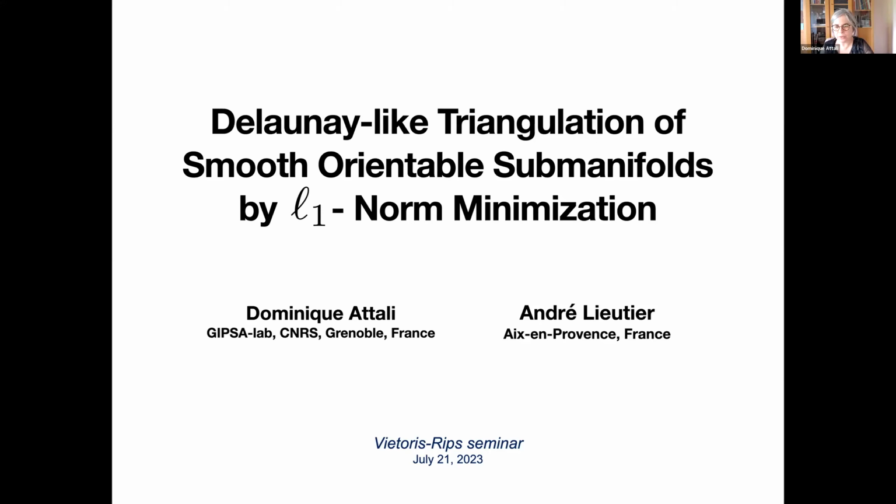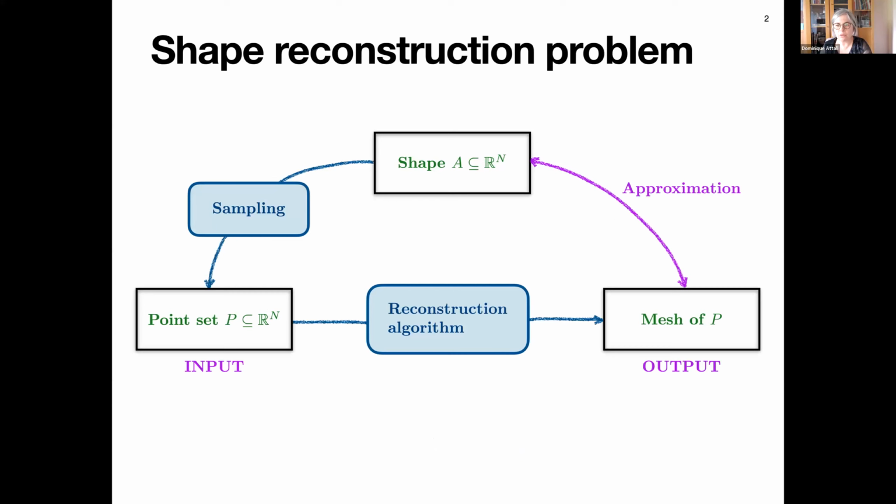And I'm going to present a work that is a joint work with André Lieutier. So we are interested in the following problem. We have a shape, which is a subset in some n-dimensional space. And this shape has been sampled. And so we have as an input a bunch of points, P. And given as input those points, we would like to construct a mesh that provides an approximation of the shape.